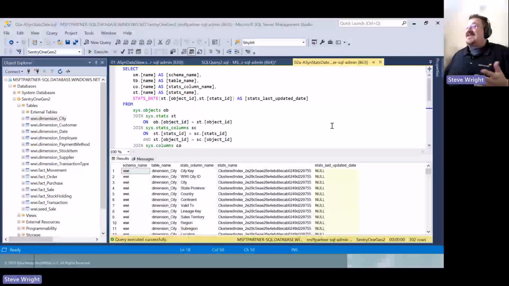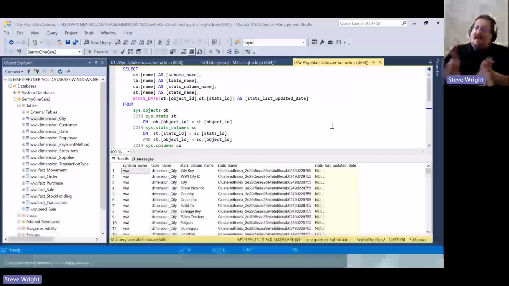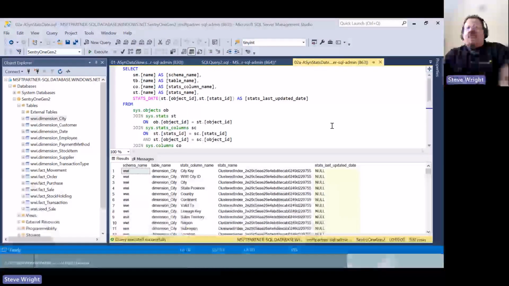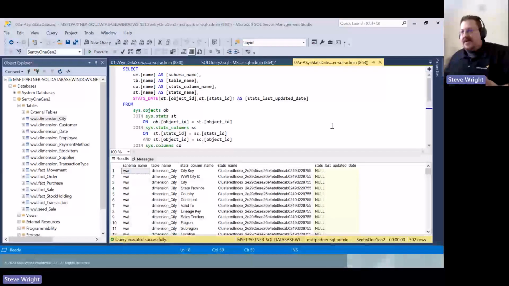Just because the statistics haven't been updated recently doesn't mean they're out of date. It depends on how dynamic the data is. So this alone doesn't give me a complete answer, right? It might point me in the right direction, but I still have to understand the nature of the data to make this valuable.